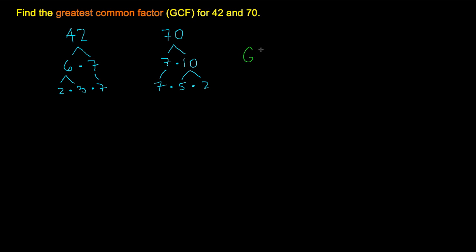So my GCF, in this case, if I'm looking at the prime factors that each of these numbers share, they both share a 2, and they both share a 7. So my greatest common factor will be a 7 multiplied with a 2, or in this case, 14. Now let's check. If we take the 42 and we divide by the 14, we get an answer of 3. Now you may be wondering, how did I get that so quickly?